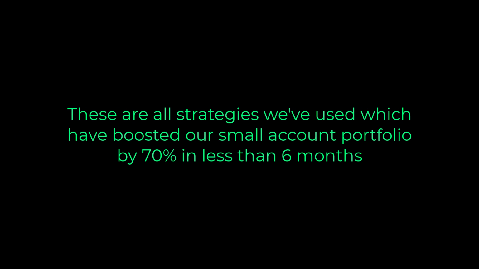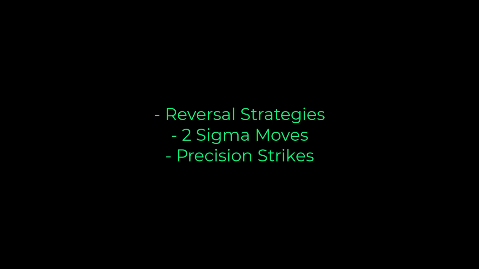So these are all strategies we've used which have boosted our small account portfolio by 70% in less than 6 months. Reversal strategies, 2 sigma moves, and precision strikes.